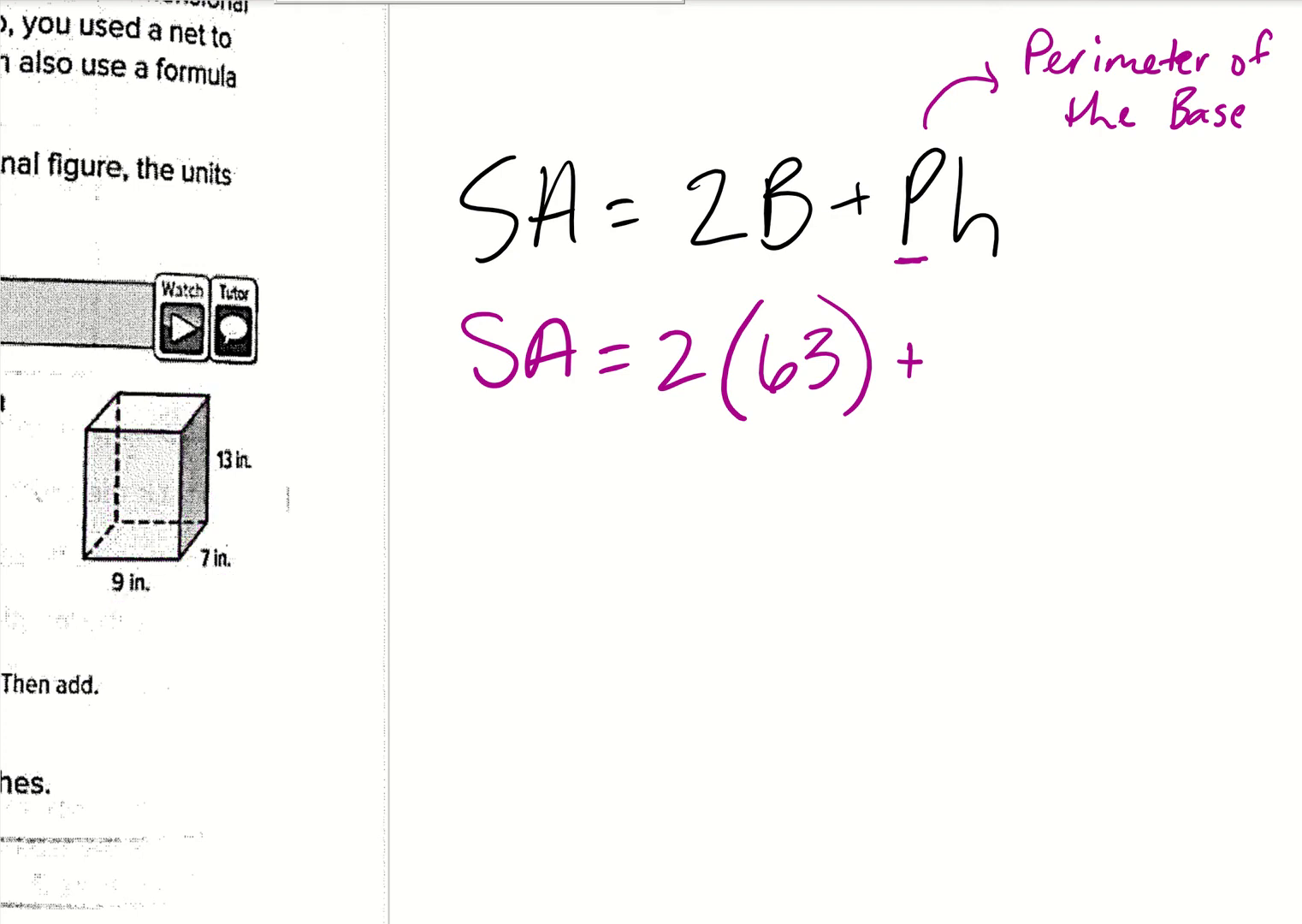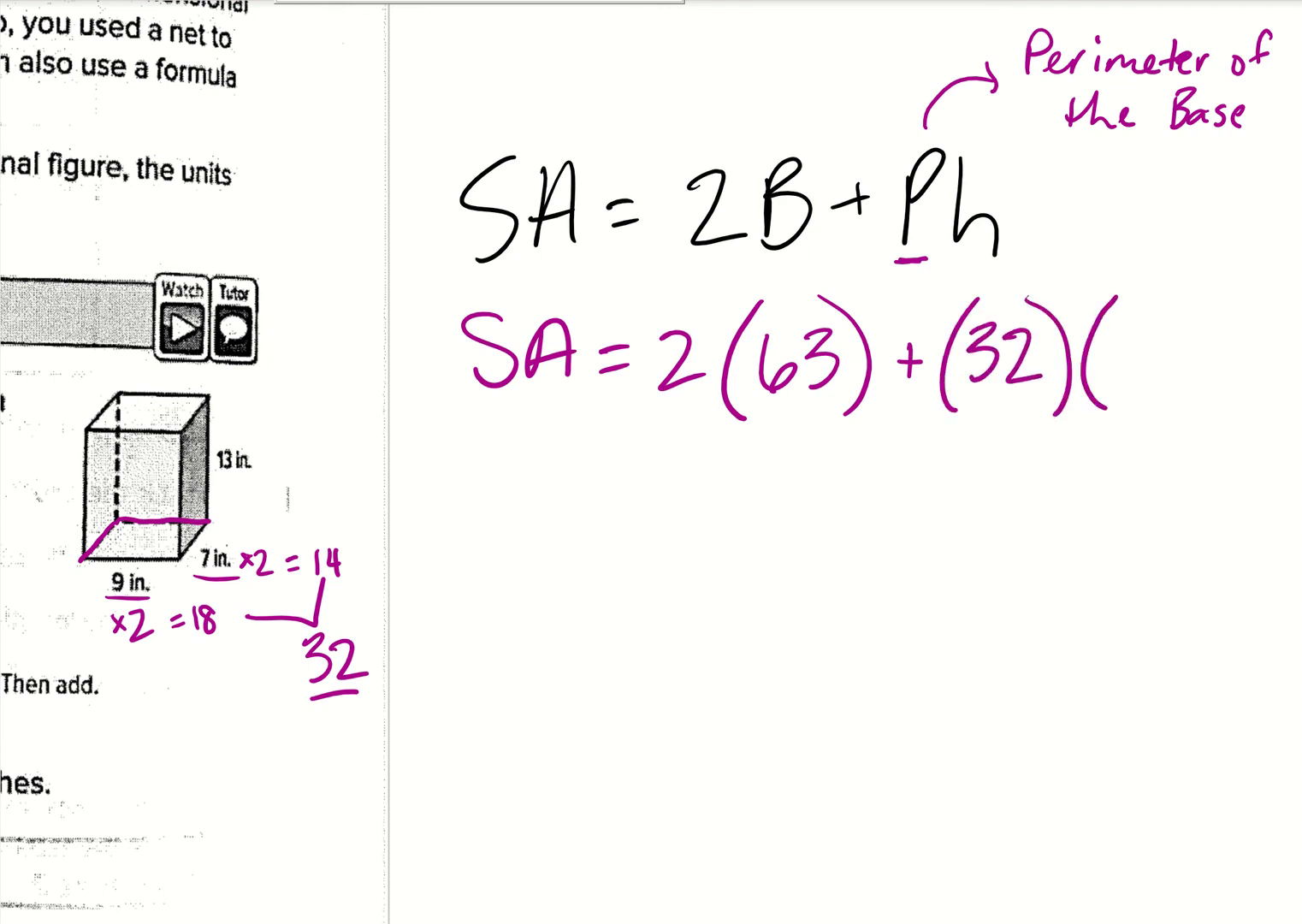All right, so just the perimeter of the base, that's going to be our 9 and our 7. And remember, this side back here is also 9, and this side over here is also 7. All right, so our perimeter is going to be 9 times 2, which is 18. And then 7 times 2, which is 14. We can add those together, and that'll give us 32. So we're going to have 32 for P, and then the height is our 13.